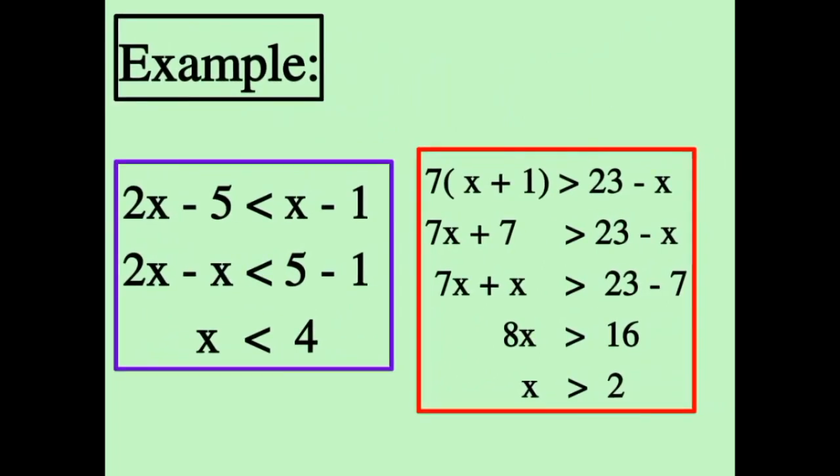First, let's take the inequality 2x minus 5 less than x minus 1, so 2x minus x less than 5 minus 1, x less than 4. And for 7 times x plus 1 greater than 23 minus x, expand the brackets first. So, 7x plus 7 greater than 23 minus x, 7x plus x greater than 23 minus 7, 8x greater than 16, x greater than 2. Now, let's draw a number line to illustrate the two inequalities.